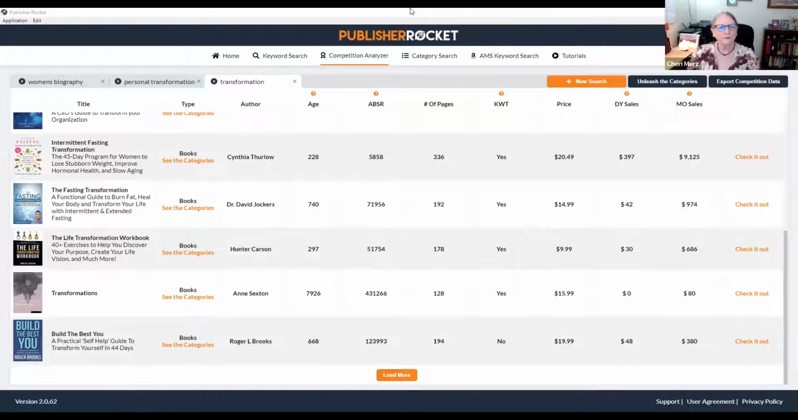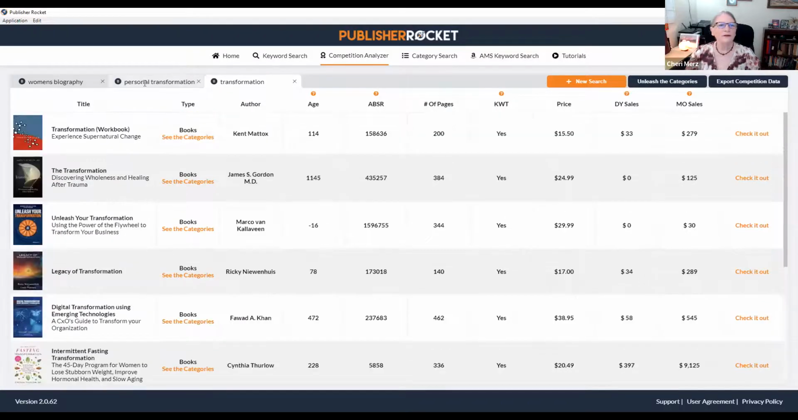And that would not be enough. If it has 100 ratings, it's going to be higher in the algorithm. So this is another way to analyze your competition and to determine whether you can compete. So that's the competition analyzer.